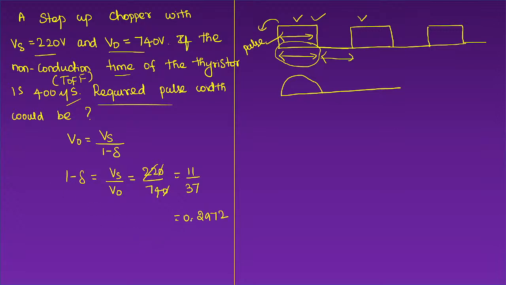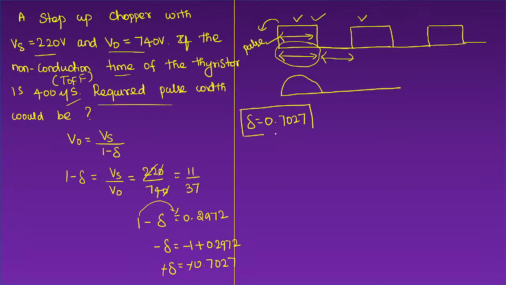So from this, 1 minus delta equal to this much. If I pass this 1 to the right side, it will become minus 1 plus 0.2972. If I subtract these two, I will be getting minus 0.7027. Minus delta, minus will be cancelled out, so the value of delta equal to 0.7027. That is the value of delta. First conclusion. This is not the question.